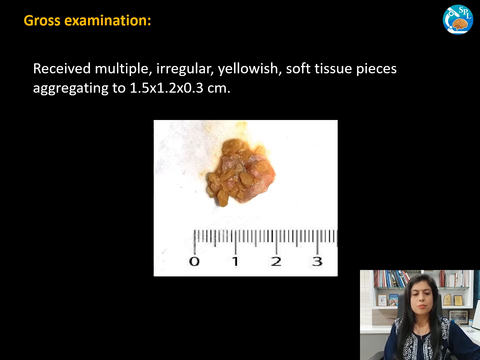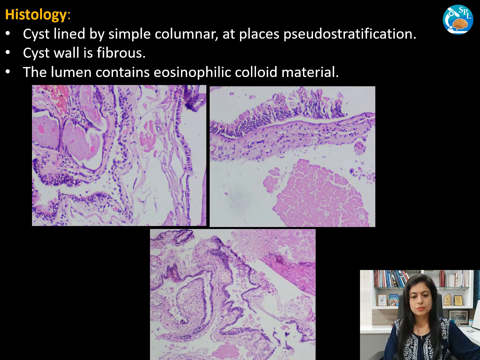We received multiple irregular yellowish soft tissue pieces which aggregated to 1.5 x 1.2 x 0.3 centimeters. The histopathology is very typical of a colloid cyst.